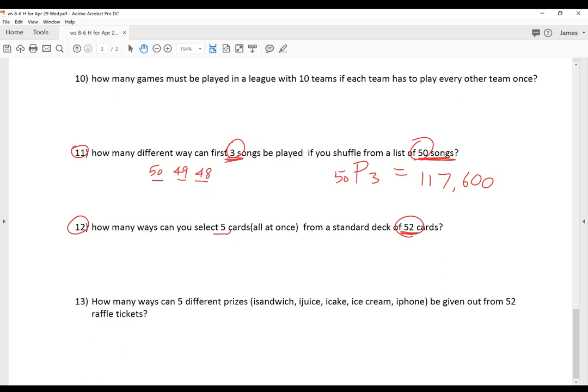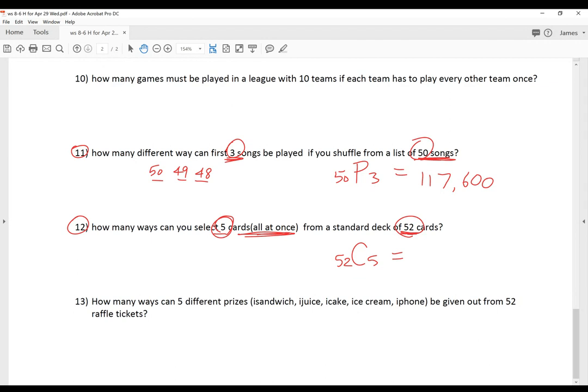and you're gonna choose 5 of them. You're gonna put them in your hand all at once. So if you switch around in your hand, it doesn't matter which one you pick first, right? So in that case, it's a combination. And the numbers that we're going to use is 52, because there are 52 cards to choose from, and we're going to choose 5 spaces. We're going to fill 5 slots.